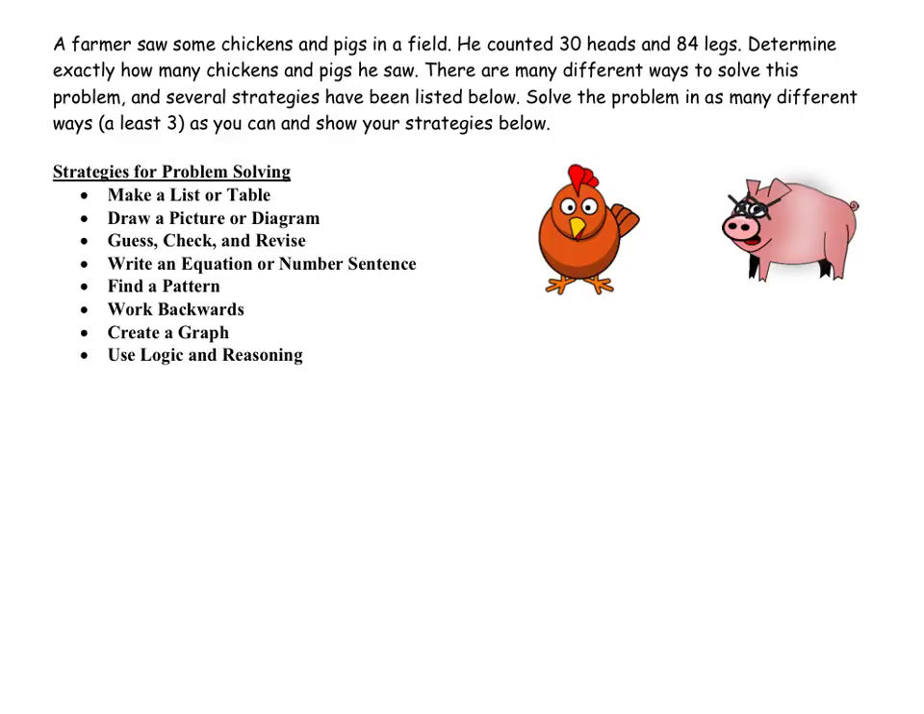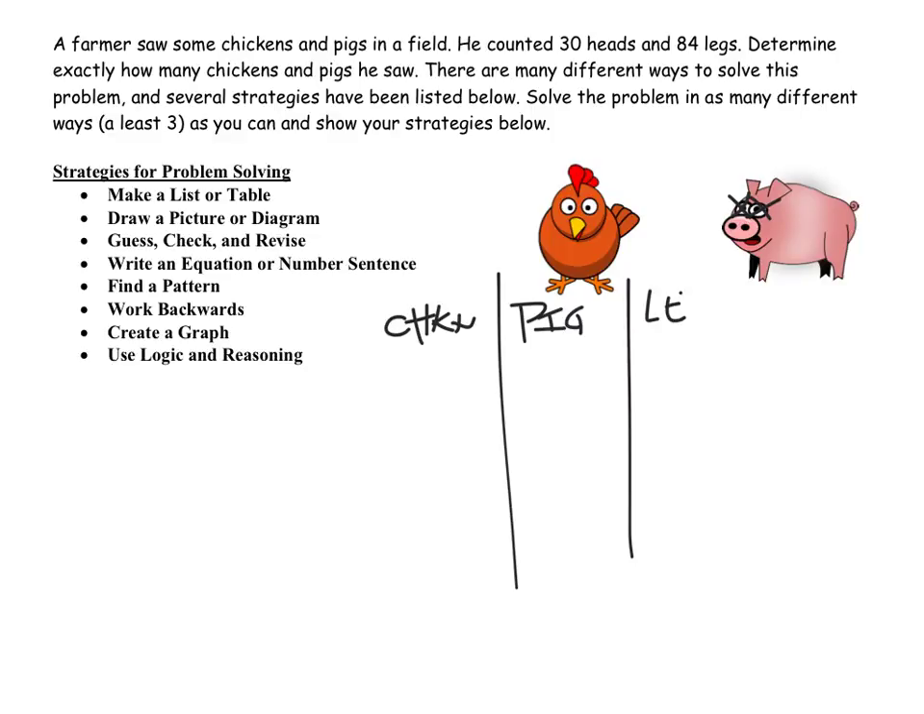Alright, just to help you out, the table needs to include a couple things. It could include 4 columns, or some of you may include only 3. I would base it off the number of heads because it's easier to tell, and then I would change the number of legs for each one. So you're going to have some chickens, and then you're going to have some pigs, and then we can look at legs, and this would be total legs.